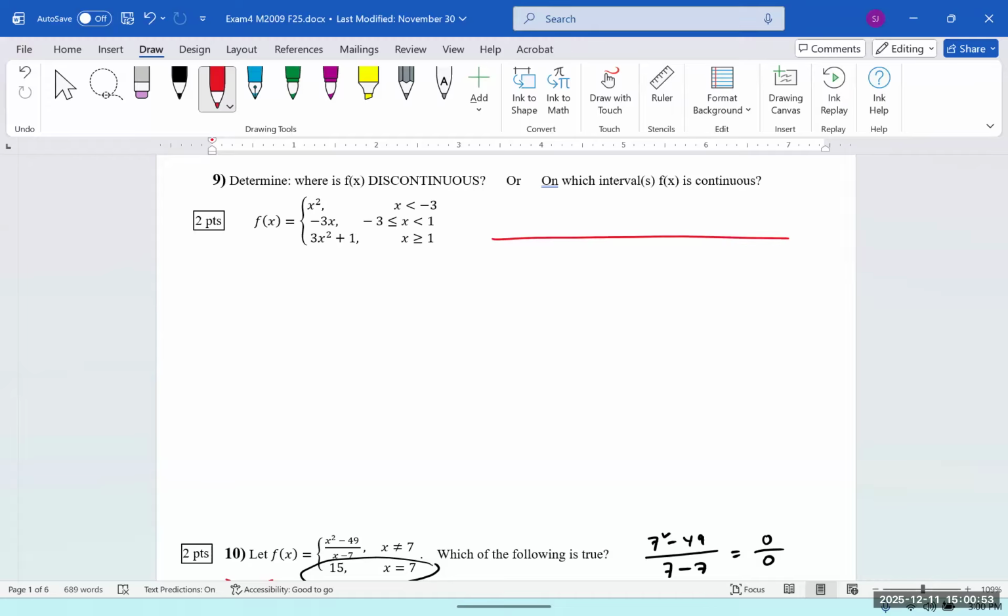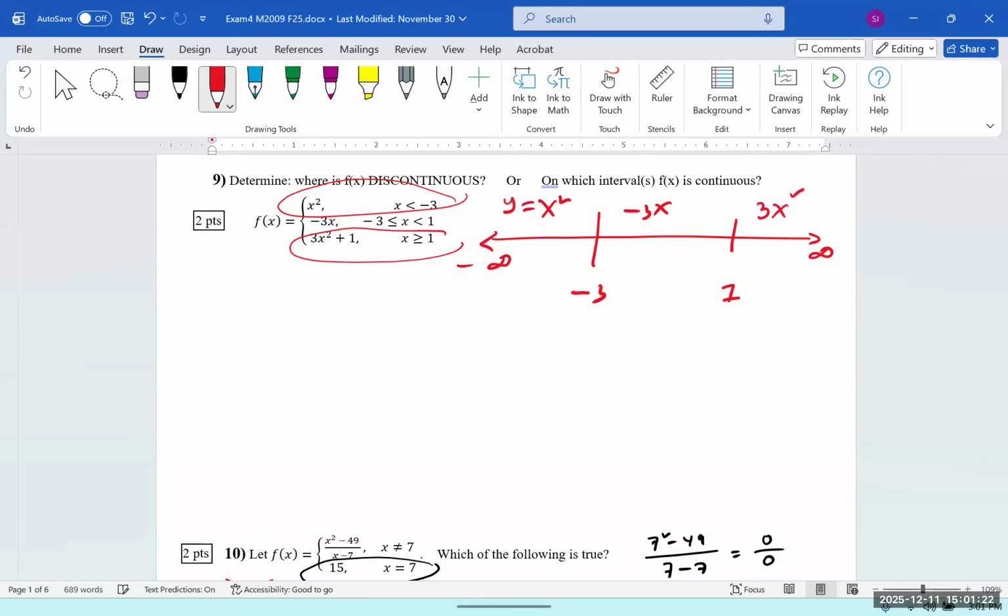So look at your intervals. You have negative infinity to positive infinity for the function. And in this interval, you have three functions. One function is before -3, where you have y equals x squared. Another function is between -3 and 1, which is -3x. And then you have the last function, for x bigger than 1, which is 3x squared plus 1. So three functions on the same plane, and they break at two places. One is when x is -3, and one is when x is 1.